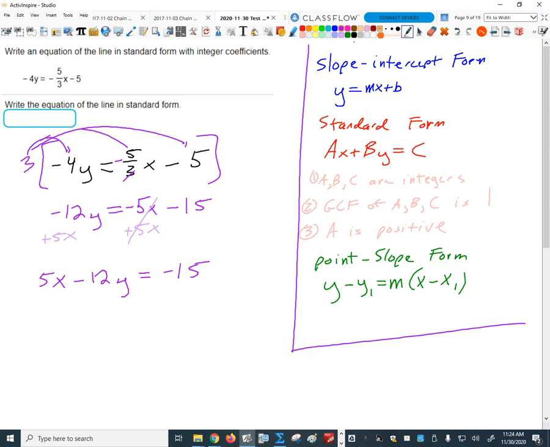So we just have to check and see if we meet the other criteria. Is the greatest common factor of a, b, and c 1? Is there any number other than 1 that divides into 5, 12, and 15? No, we're good, right? And is a positive? Yeah, it's positive 5. Now, if it were negative, I'd have to either multiply or divide everything by negative 1 to change all of the signs. But this time we made it. There it is, right? So there's the equation of our line in standard form.